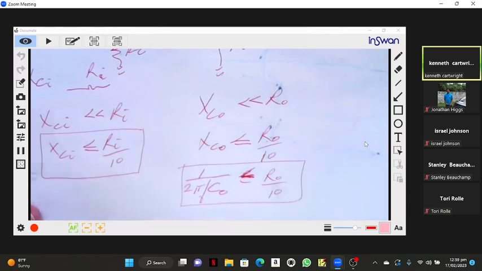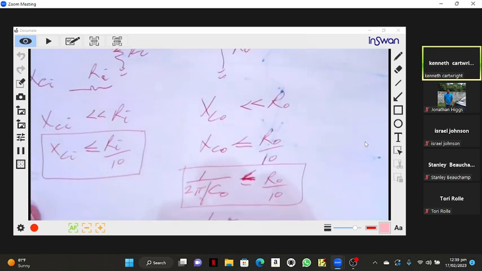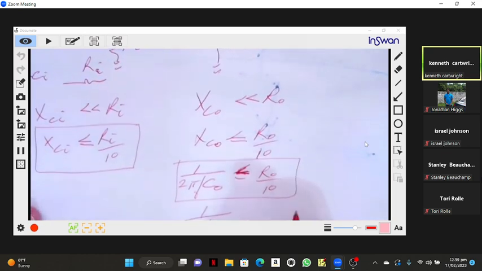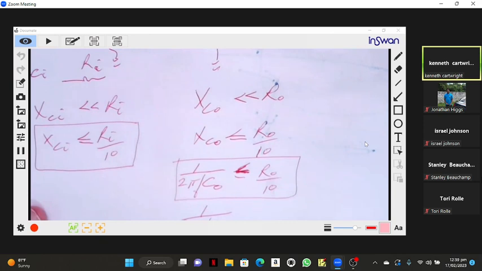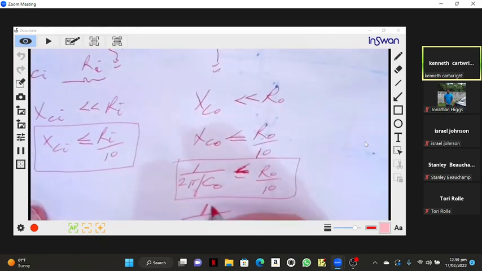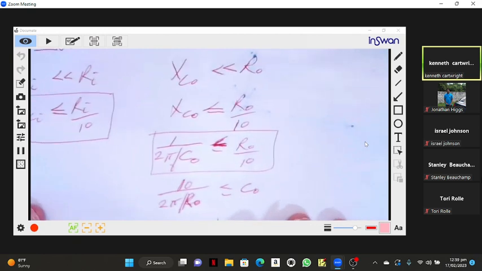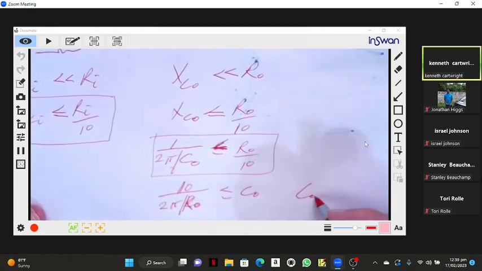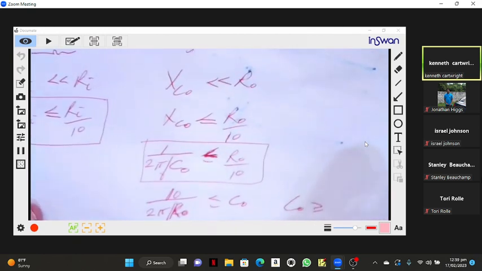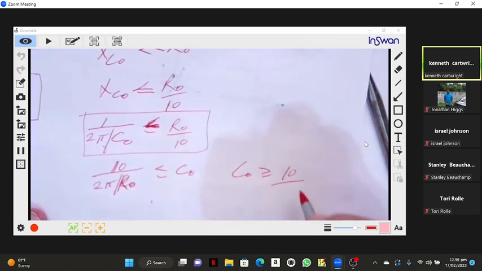Well, okay. So what does that say about CO? 1 over 2 pi F CO. So RO over 10 is less than or equal to... or another way of writing the same thing, CO is greater than or equal to 10 over 2 pi F RO.